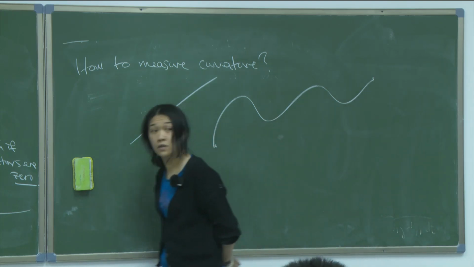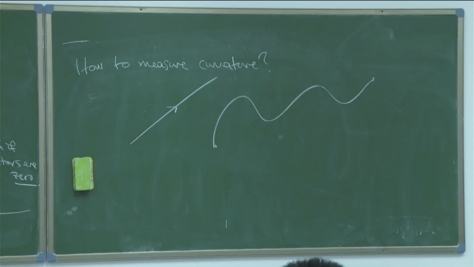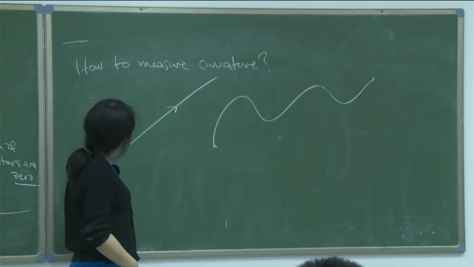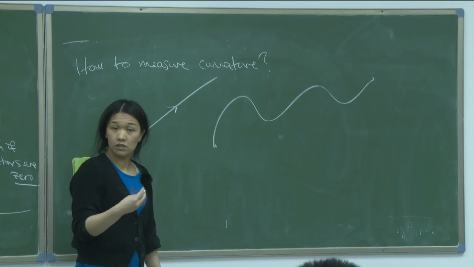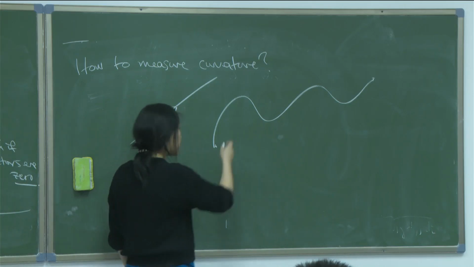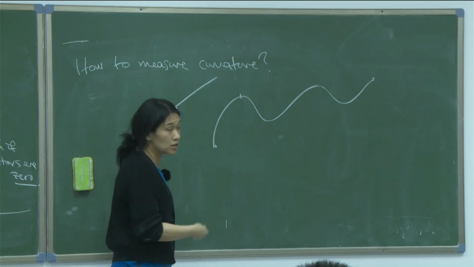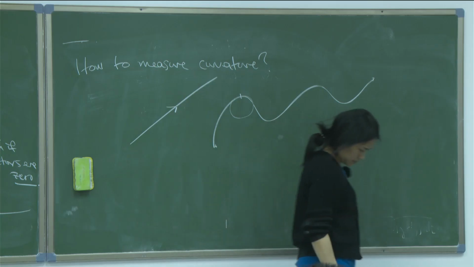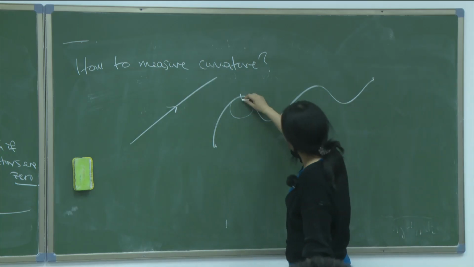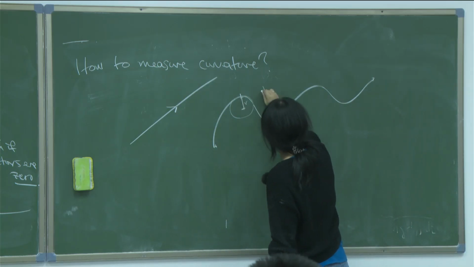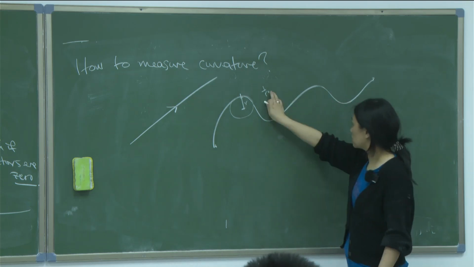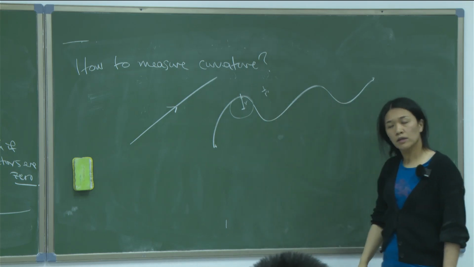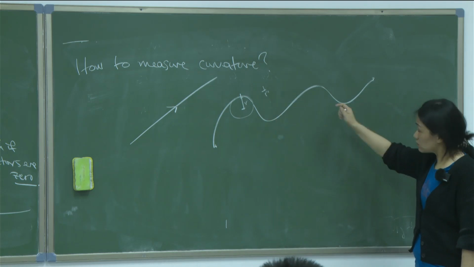Because it locally looks like a circle, the rotation angle is the circle's angle. So maybe the curvature can be defined by the circle's radius, 1 over the circle's radius. That's one possibility: we take a circle that fits in here locally, and then we take 1 over the radius, or squared, maybe not. Whatever, it just measures it.